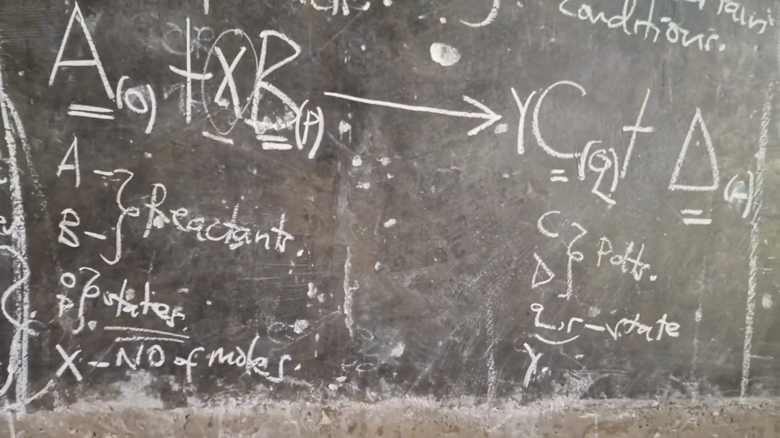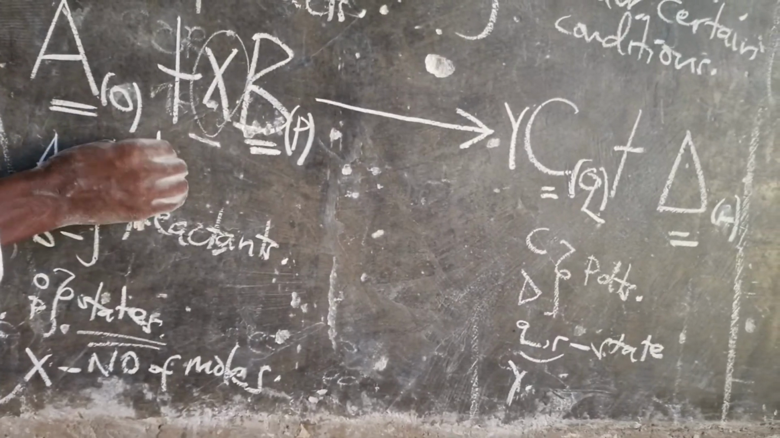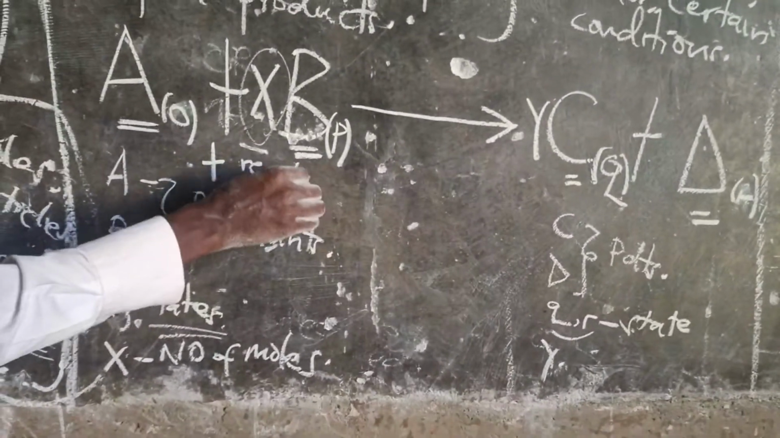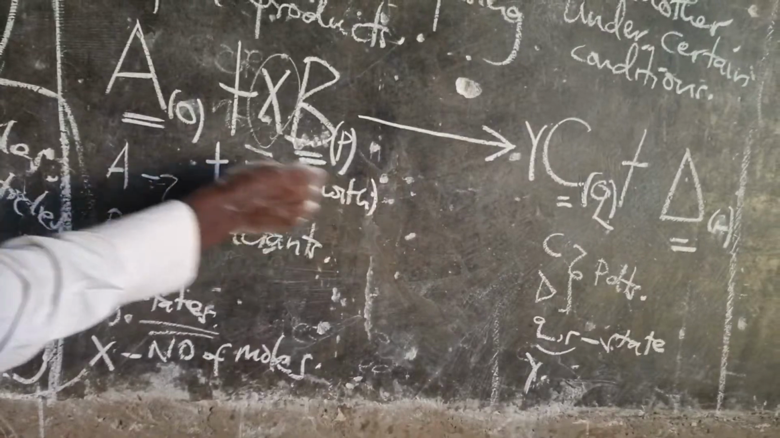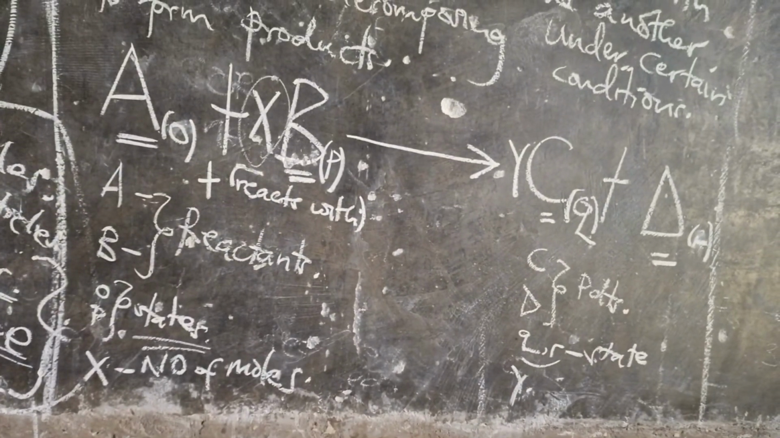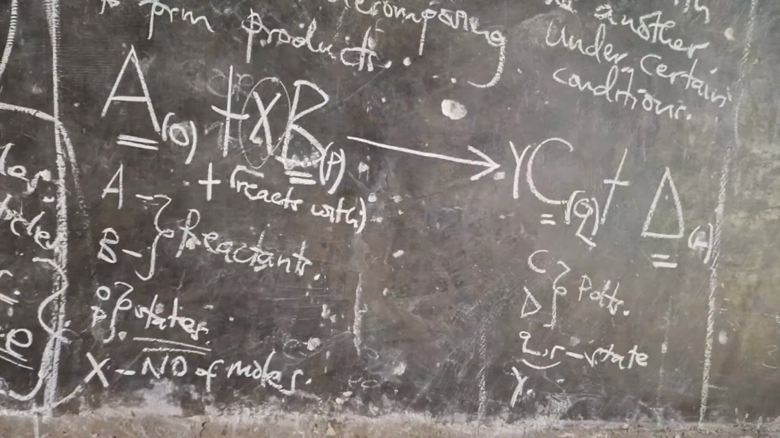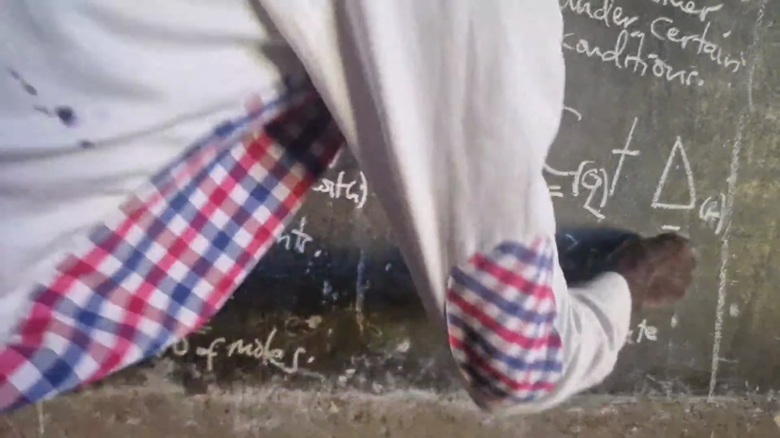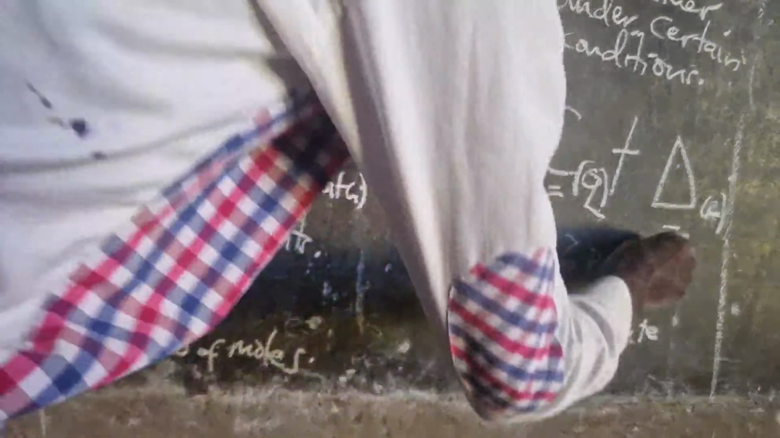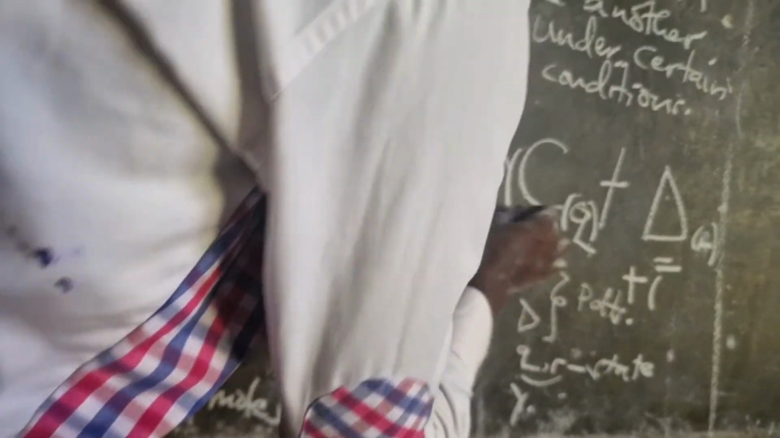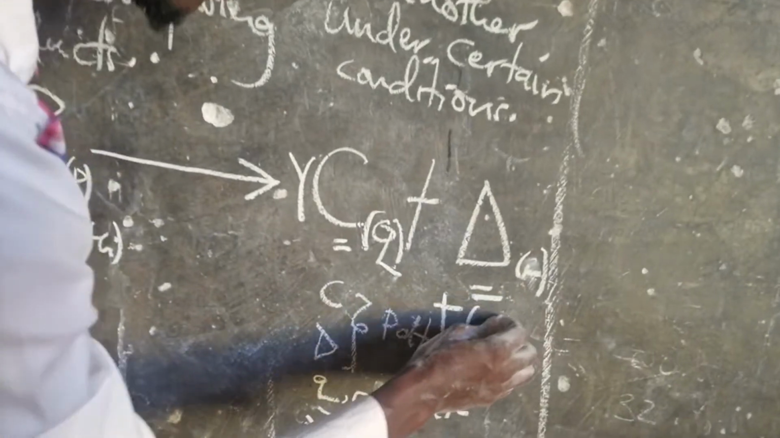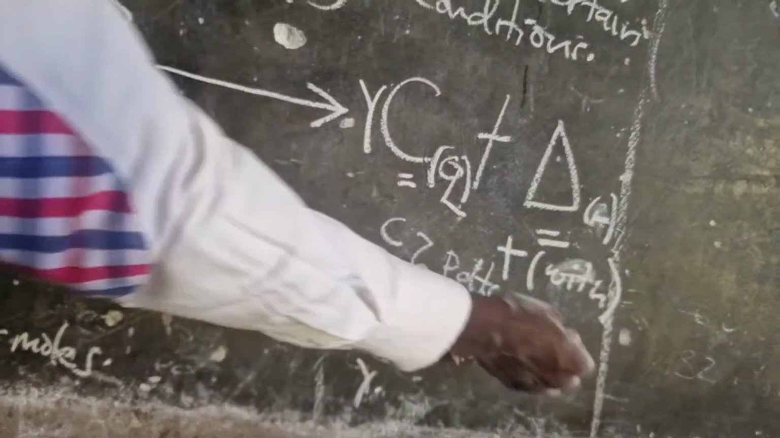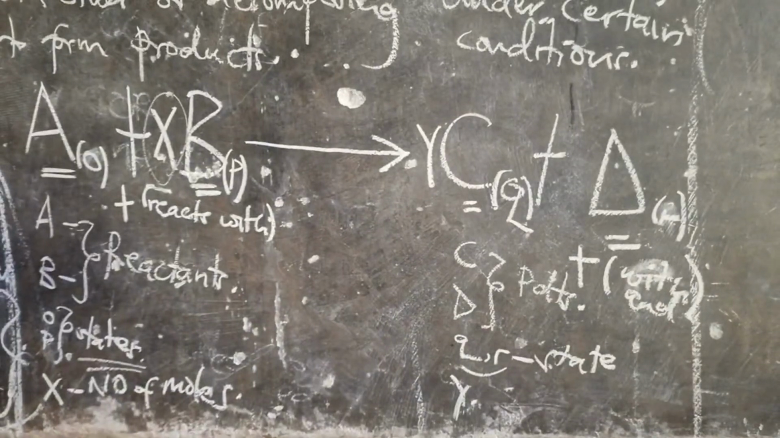I want us to simplify this. The plus sign on the reactant side stands for reacts with. So the plus sign will always represent that. And then the plus sign on the product side will always stand for and, or with, depending on the circumstances.